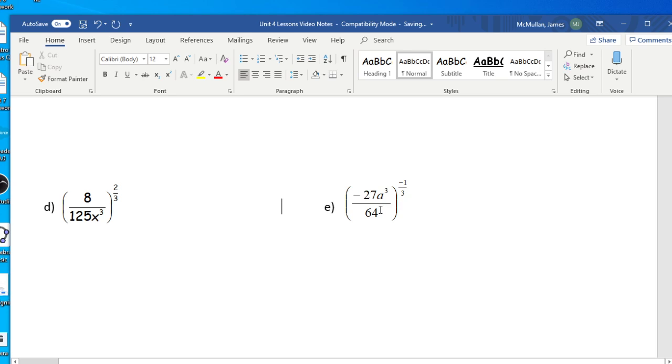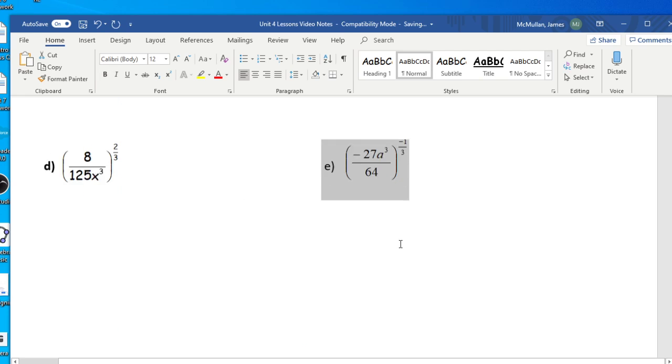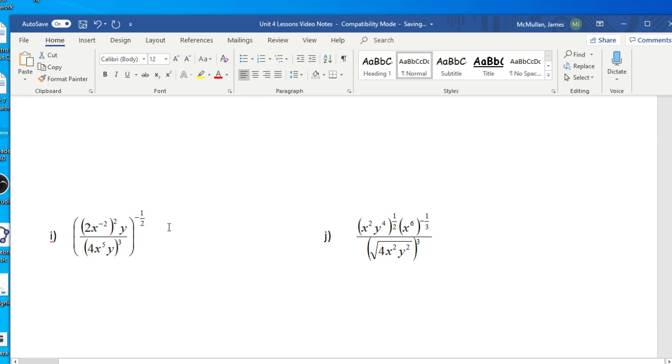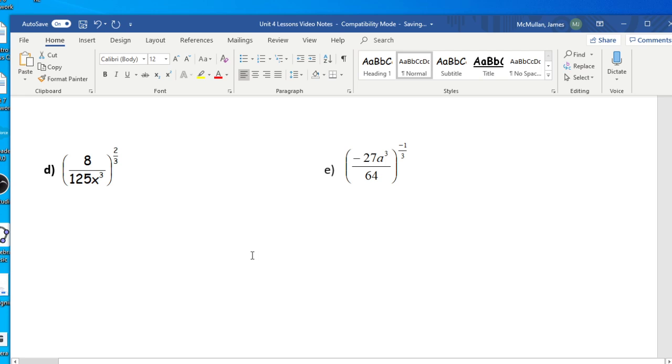Okay, so you can see they're starting to get more complicated here. I'm gonna do D. So I'm gonna do this one. I'm gonna leave this one for you, and I'm gonna do F. I'm gonna leave those two, and then I'm gonna do I. So I'm gonna kind of do one from each row, and I'll leave the others.